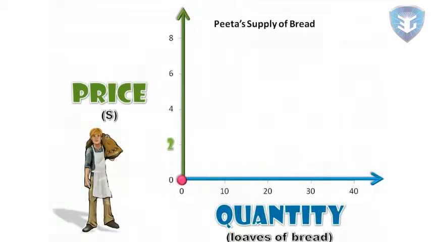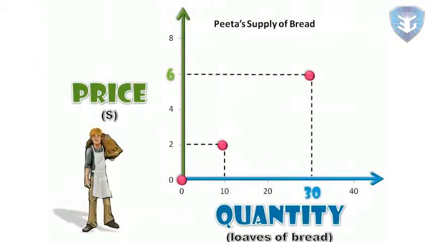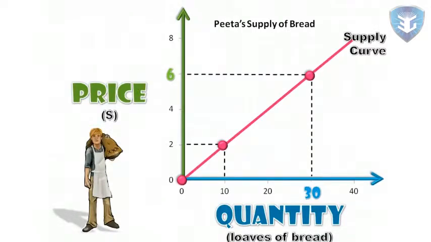He is then willing to supply 10 loaves of bread. But imagine if he could sell the same loaf of bread for $6. He's going to be willing to supply more loaves of bread. The reason for this is because it still only costs him $1. The same loaf of bread can make him more money, so he'll supply more loaves of bread. When we connect these points, we create the supply curve for Peeta's bread.